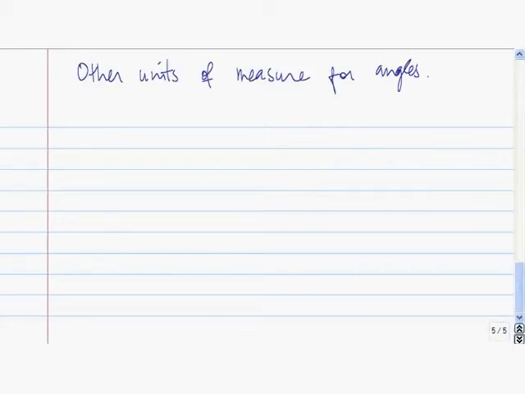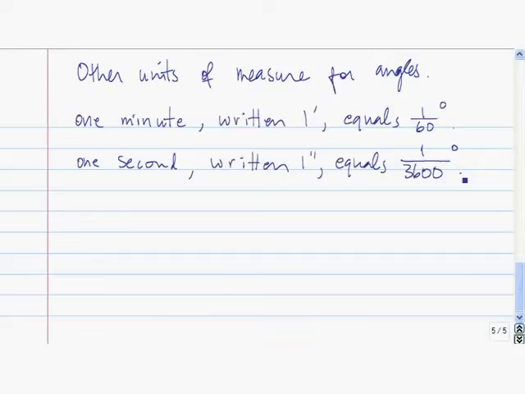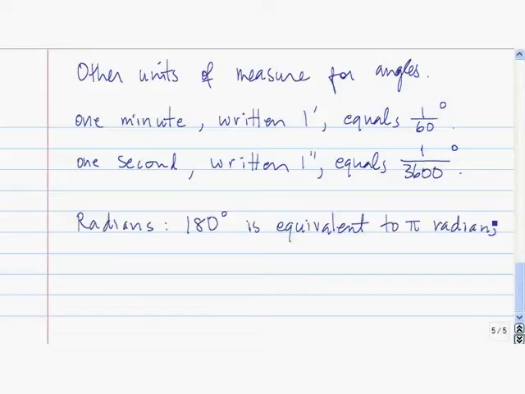So far I've only been talking about degrees as the unit for the measure of an angle. There are other units that you can use to measure angles. Two examples are minutes and seconds. 1 minute is equal to 1/60th of a degree, written with a 1 and a little apostrophe. 1 second is equal to 1/3600th of a degree, written with a 1 and 2 little apostrophes.